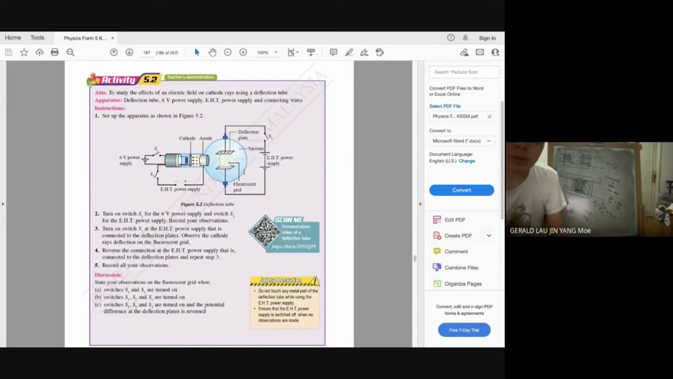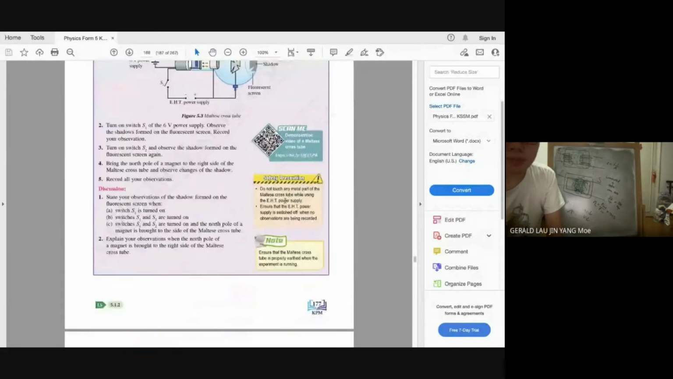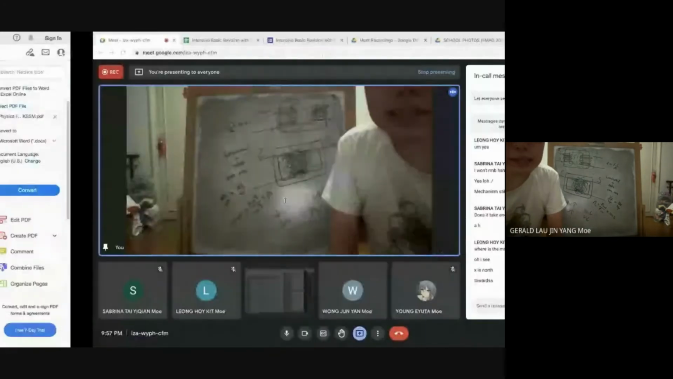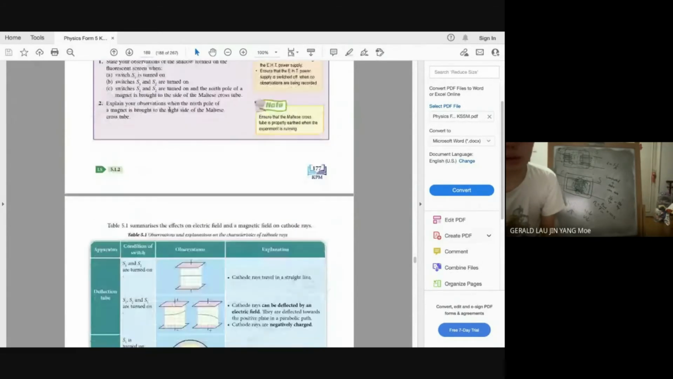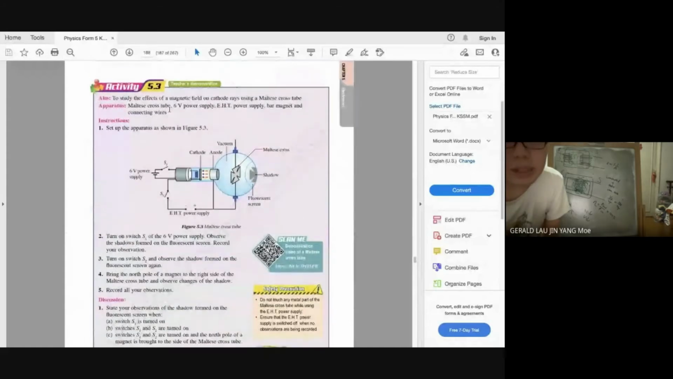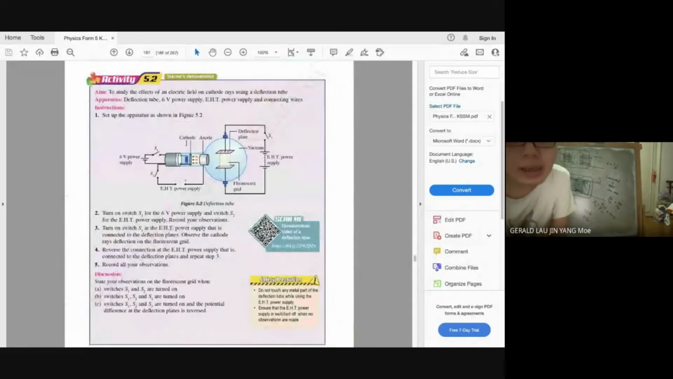Okay, so you have the fluorescent grid and also you have the Maltese cross tube. Now let's analyze it and see what it means. When I use a deflection tube, we go slowly. S1 and S2, over here. I turn on these two.